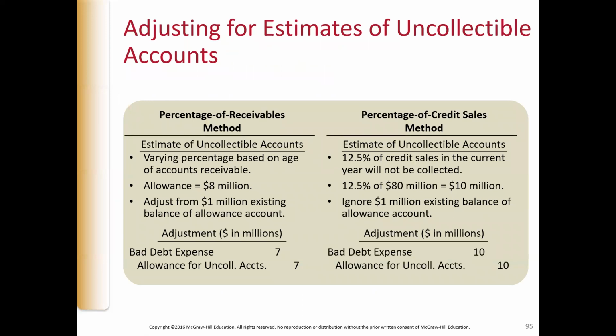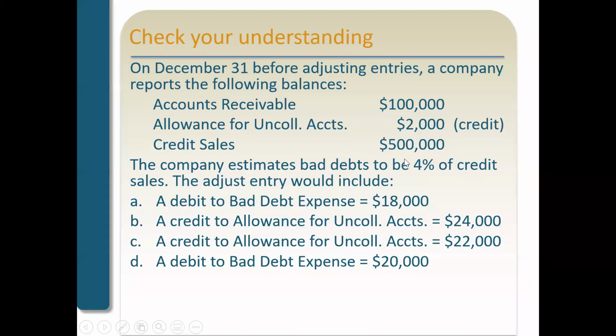We debit our bad debt expense. We credit our allowance for uncollectible accounts. Since we're using sales, we don't have to keep updating our allowance for uncollectible accounts. We just show bad debt expense 10 million, allowance for uncollectibles 10 million. Using the percentage of receivables method, we have to always adjust our allowance for uncollectible accounts because it's directly linked with our receivables. See that? But when you use the sales method, you don't have to go through that work.